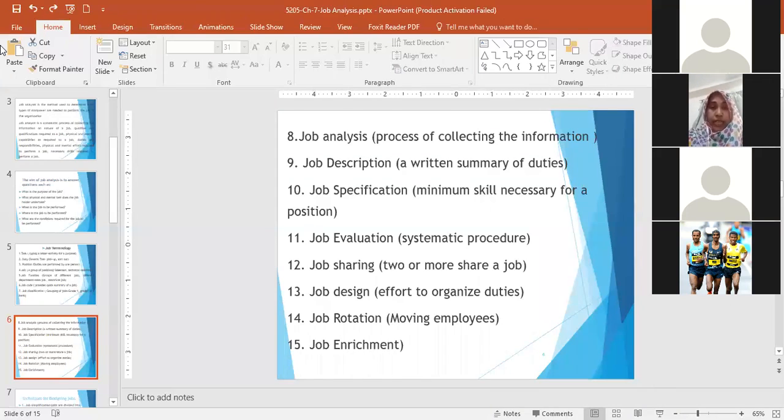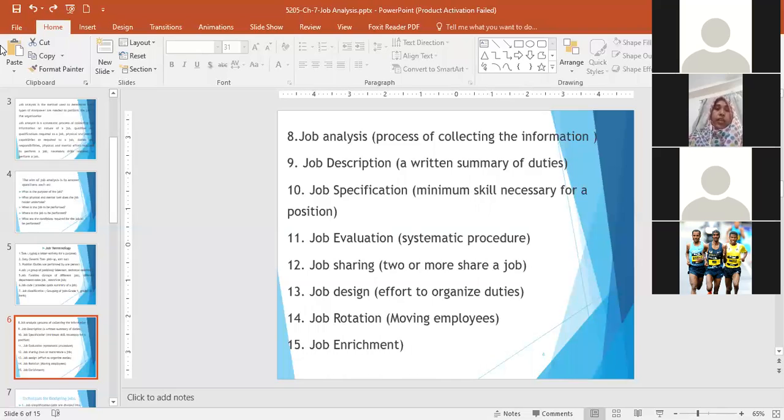And then the job evaluation. What do you mean by job evaluation? This one is a systematic procedure for recruitment or promotion. And number 12, job sharing. What do you mean by job sharing? Here, two or more share a job.